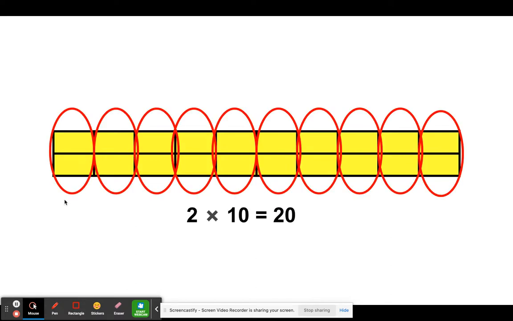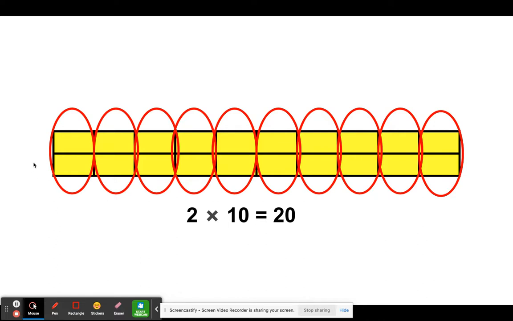Now, if I wanted to divide this total of 20 into 10 equal groups, let's start by circling here. I have 1 group here, 2 groups here, 3 groups here, 4 groups here, 5 groups here, 6 groups here, 7 groups here, 8 groups here, 9 groups here, and 10 groups here. I just divided my array by 10.